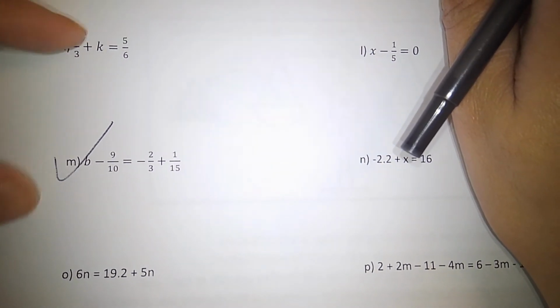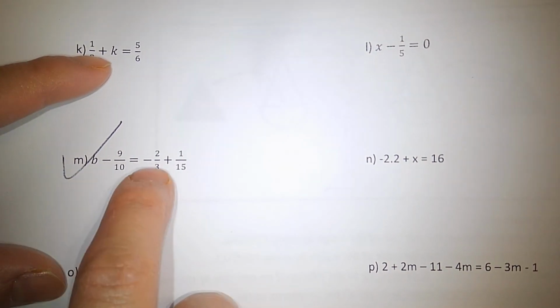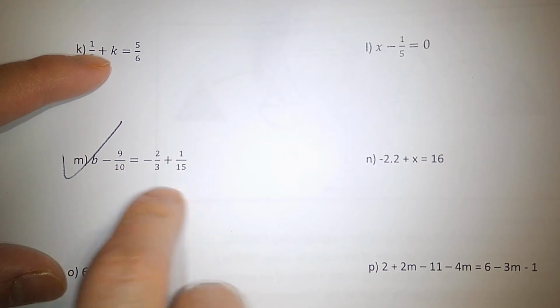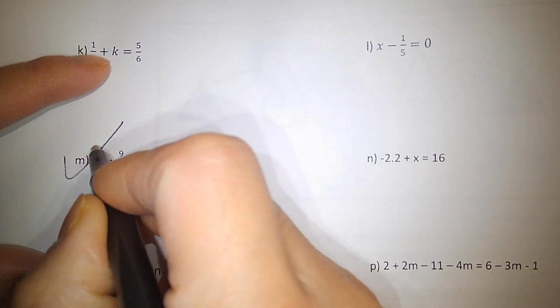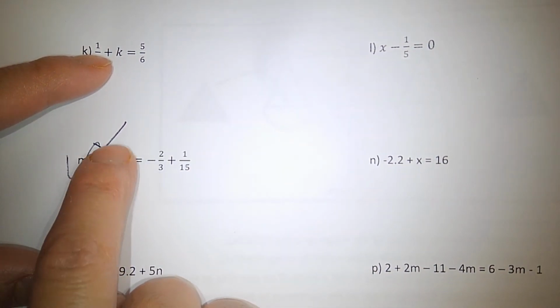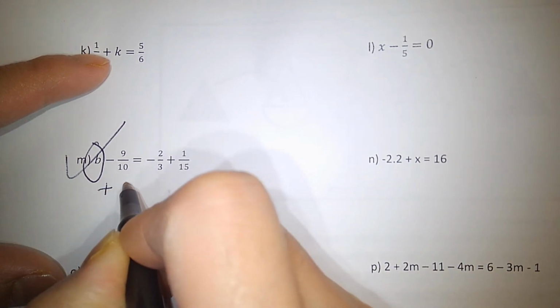B, right? B is the variable. We want to solve for B, right? However, we have all of these numbers in fractions. So how can we isolate B? In order to isolate B, we don't like this negative 9 out of 10. So what do we do? What do we do, guys?